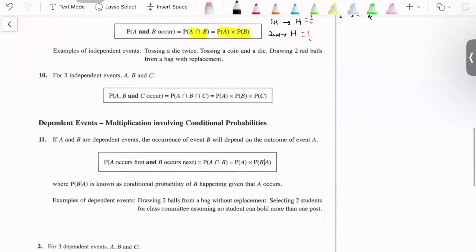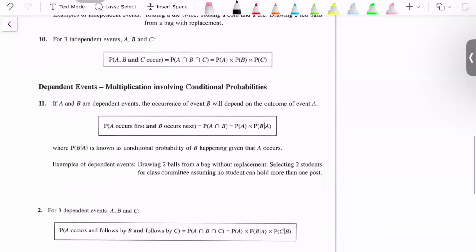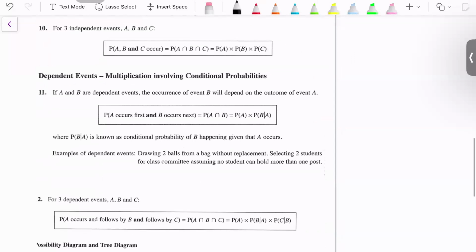Okay. And this lastly is the dependent event. So in this case, a dependent event is basically an event where something which happened in the first one affects the probability of what happens in the second one.